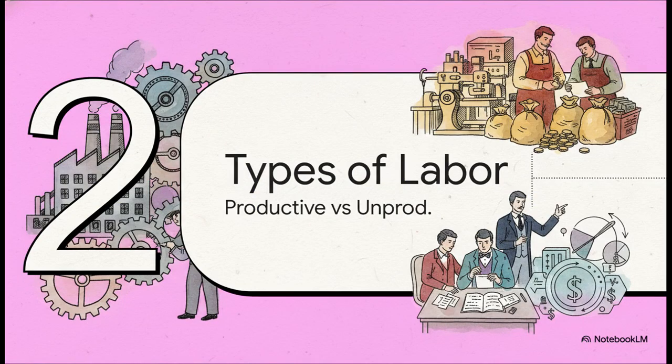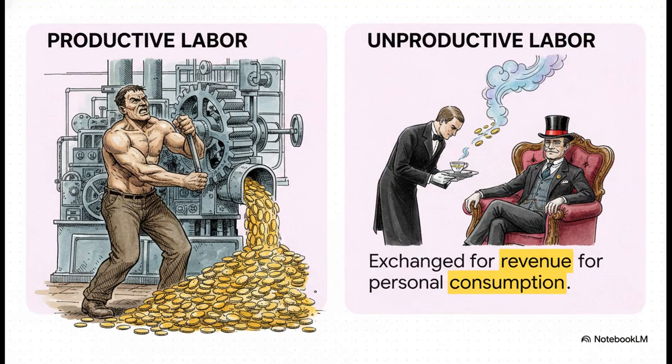Okay, moving right along to part two, types of labor. Productive versus unproductive. Marx actually spends a huge amount of time here critiquing earlier economists, especially Adam Smith, on this exact distinction. In this strict theoretical framework, being productive doesn't just mean making a physical thing or doing something socially useful. Not at all. It specifically means labor that is exchanged for capital in order to expand that capital by creating surplus value. Unproductive labor, on the flip side, is exchanged simply for revenue just to consume it, usually in the form of a personal service.